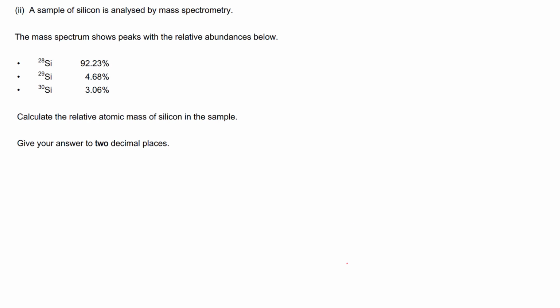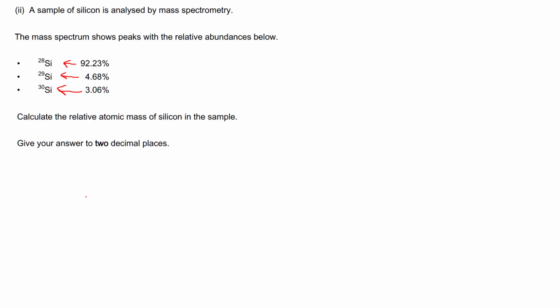So easiest way to tackle this question. Okay, now I will obviously do it differently to some people, how you've been taught it. They're all the same method. It just depends on which way you structure it. The way I always do it is essentially to find out the relative atomic mass. You essentially need to do 92.23% of 28, 4.68% of 29, and 3.06% of 30, and add them all together.